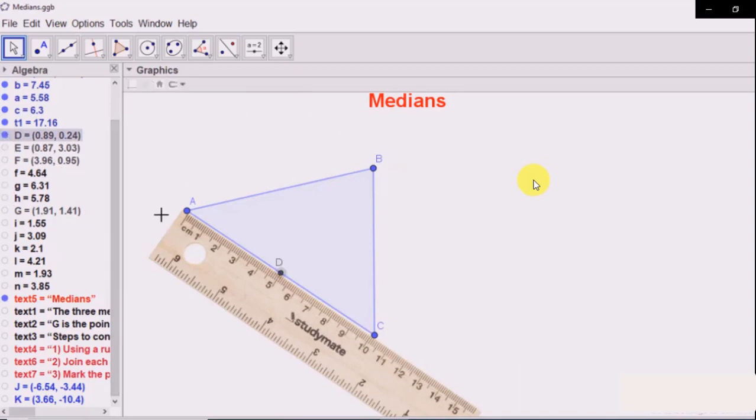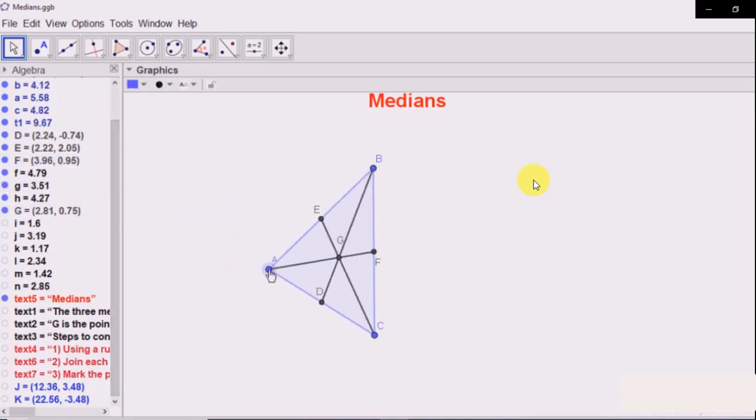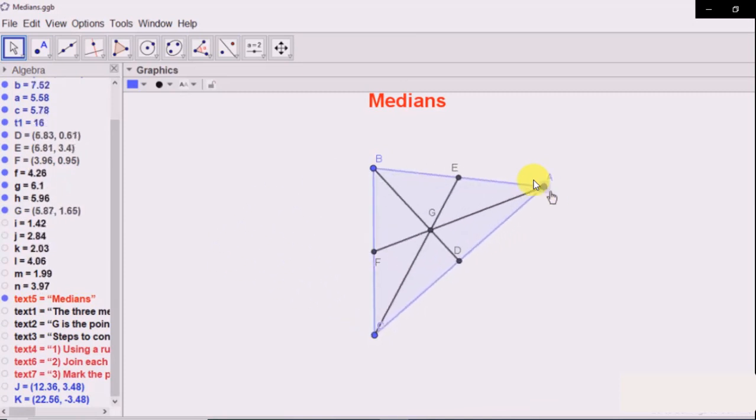Now we join the vertex B to the midpoint of its opposite side, which is AC. Then we mark the midpoint of AB and join E to C. And the midpoint of BC, we join A to F. The intersection point of the three medians is G.